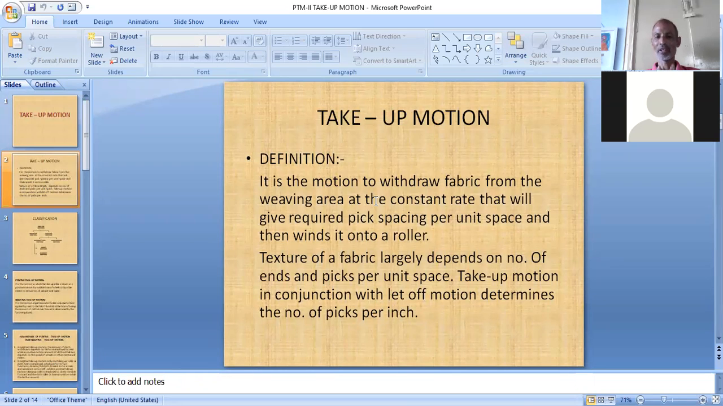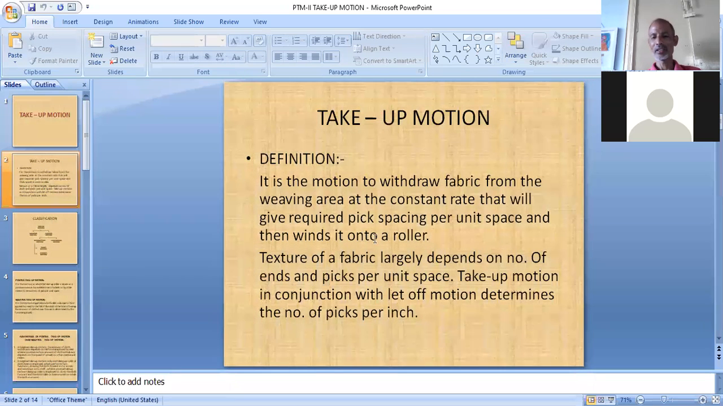So this is very important. There are two important parameters of a fabric: ends per inch and picks per inch, or you can say warp density and weft density. One of these two important parameters of a fabric, picks per inch or picks per unit space, is decided by tack-up motion, in synchronization with let-off motion. So the rate at which we are withdrawing the fabric is deciding the pick spacing.